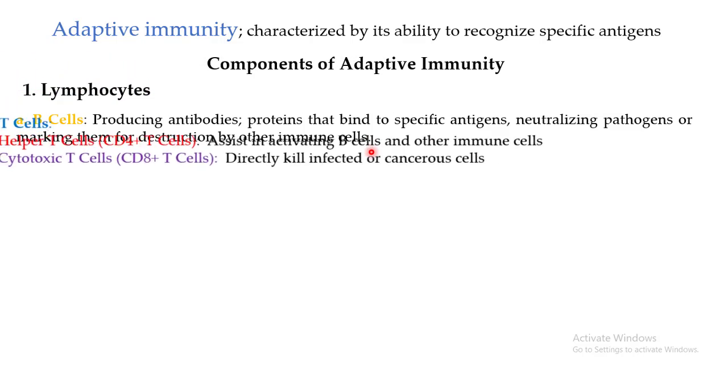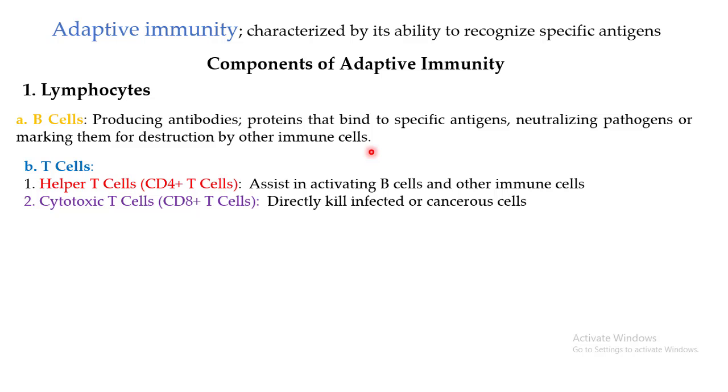The second type of lymphocyte that we see in the adaptive immune system is the T cells, and you can have the helper T cells, which are responsible for assisting the activation of the B cells and other immune cells. And we have the cytotoxic T cells, like the CD8 plus T cells, which are responsible for directly killing the infected or the cancerous cells. Don't worry about them. We are going to have detailed discussions on all of these, about the B cells, the T cells, the helper T cells, and the cytotoxic T cells. This is just an overview of the components of the adaptive immune system.